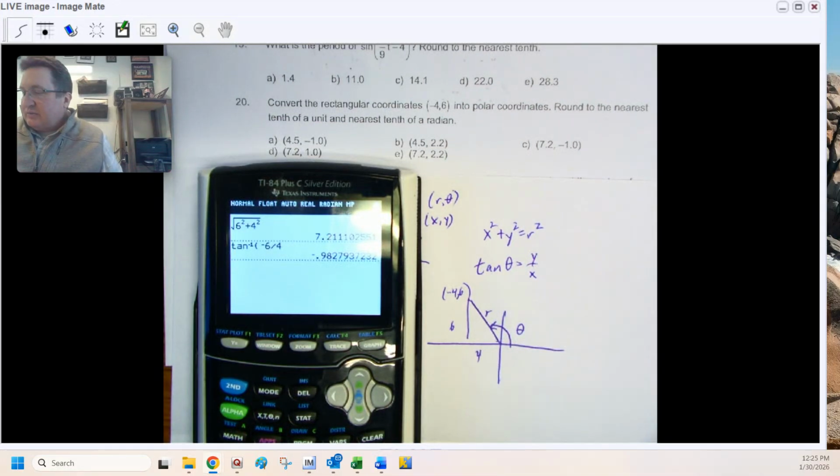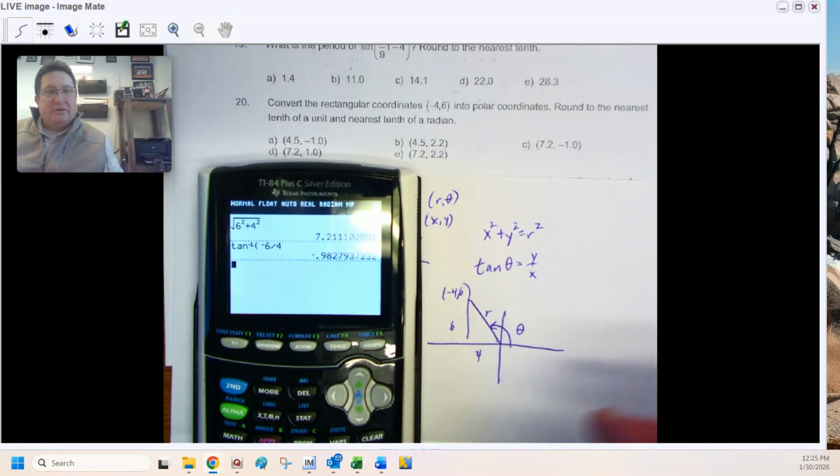I feel like I made a mistake somewhere. -4/6, nearest tenth of a radian. There we go. That's why. I was looking at the choices and saw the 1.0. Nearest tenth of a radian would certainly be -1.0. Now, so I just did it. So the answer is C, right? And so that's great.